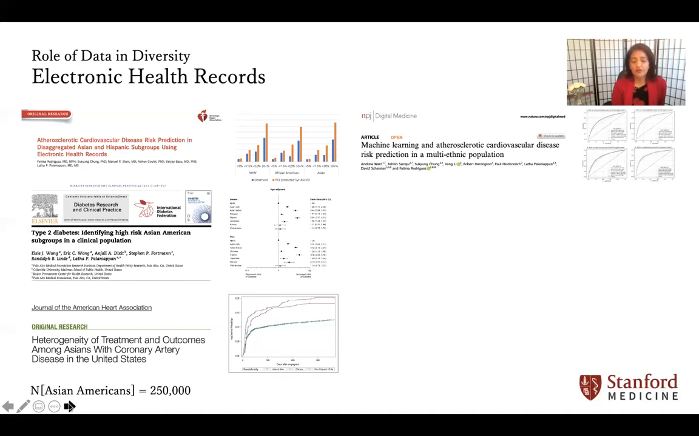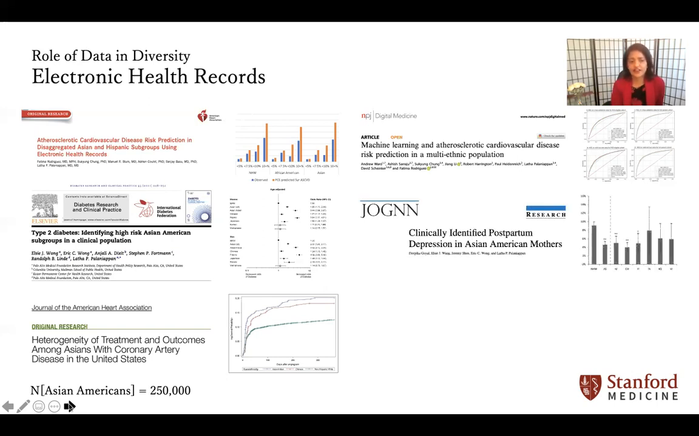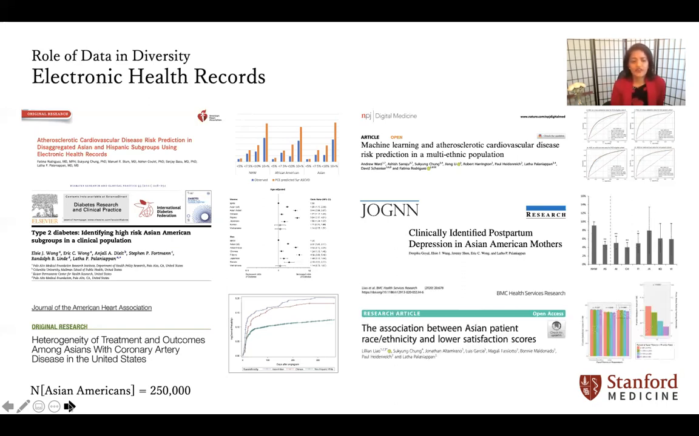In our risk prediction scores, we currently have, as clinicians, only Blacks, African Americans, and whites as race ethnicity, but we're trying to use machine learning to be able to predict atherosclerotic cardiovascular disease better for multi-ethnic populations. Next slide. We're also looking at postpartum depression. Next slide. As well as patient satisfaction, which tends to be lower and gives us opportunities for improvement in terms of providing culturally competent care to our diverse populations.